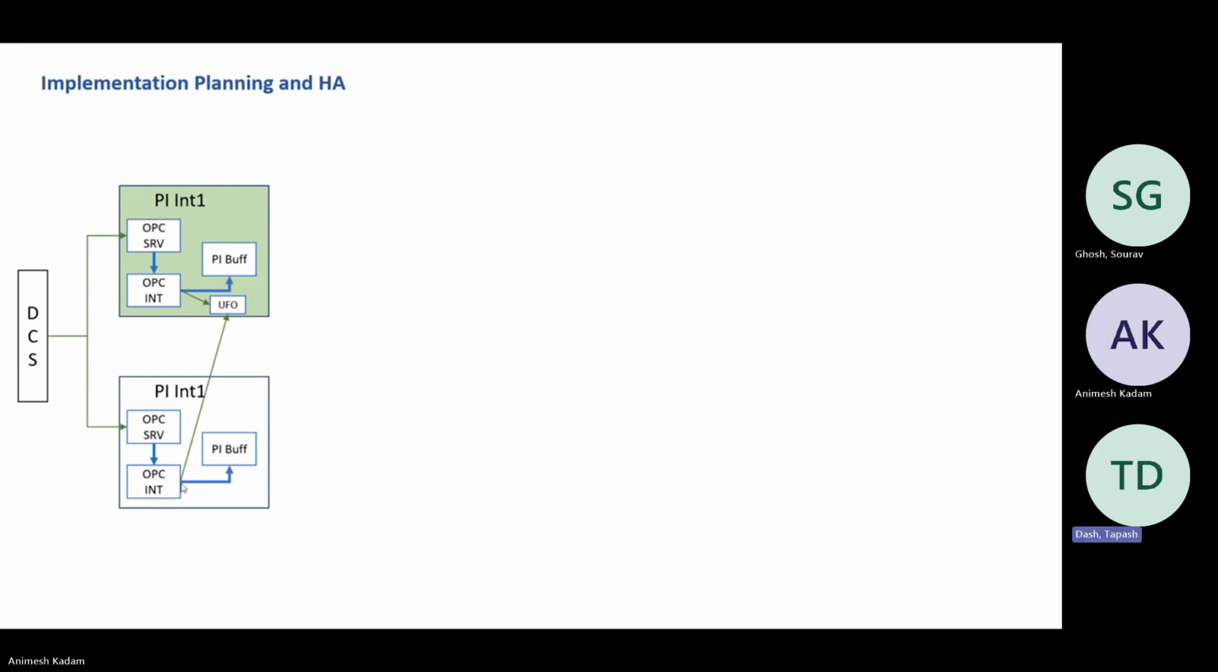Let's say the first OPC interface gets disconnected. Then the second OPC interface will be active at that time. Yes, the second will be active, and what will be the status of the PI buffer? That second PI buffer doesn't have the previous data. But as it is communicating, at the time the first goes down, both OPC servers have the same information, and it will start sending data through the buffer.